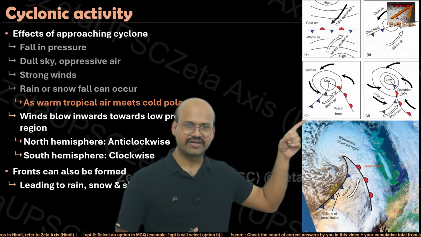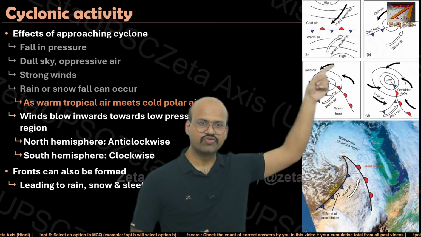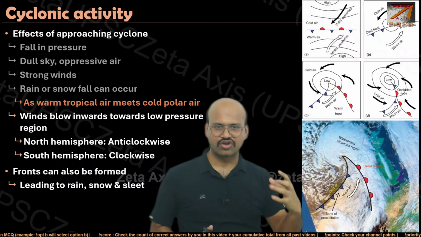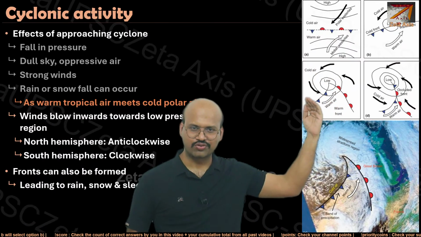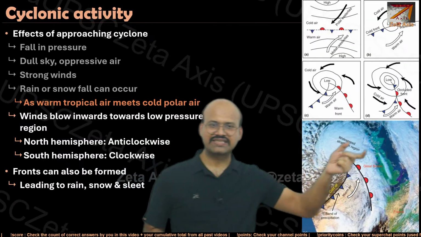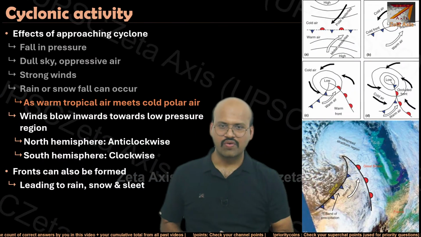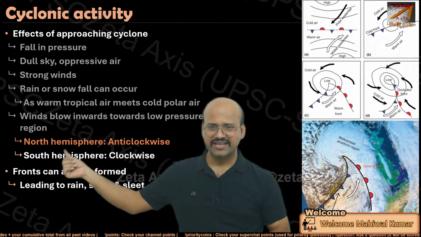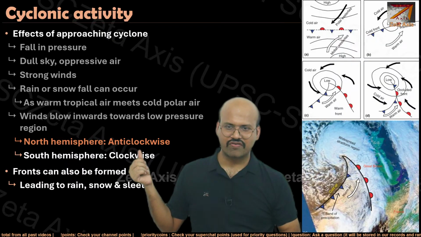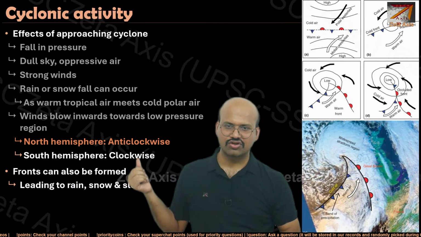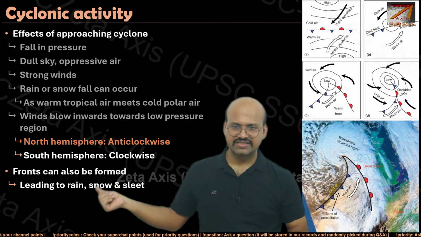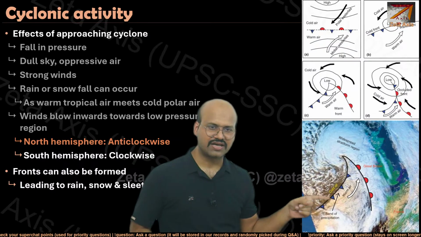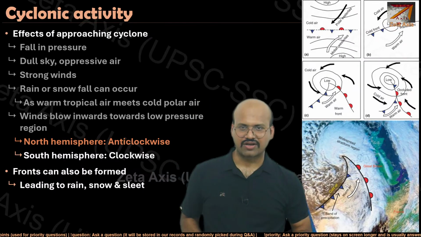So we can see that there is this low pressure and the wind is moving towards this low pressure region. It is moving in this circular fashion because of the Coriolis force. Remember, this is in the higher latitude where the Coriolis force is higher. Therefore, there is higher deviation even at the lower velocities. And if we see the direction, then in the northern hemisphere it is anti-clockwise, and in the southern hemisphere it is clockwise. Fronts are formed and they lead to rain, snow and sleet. So we can see these types of fronts are formed in the extratropical cyclones.